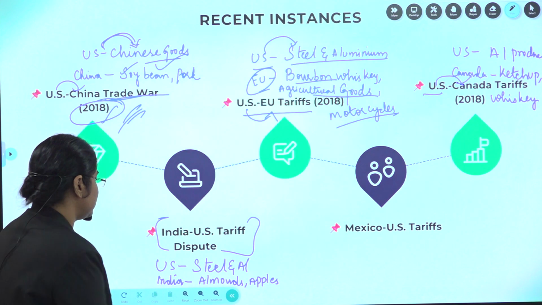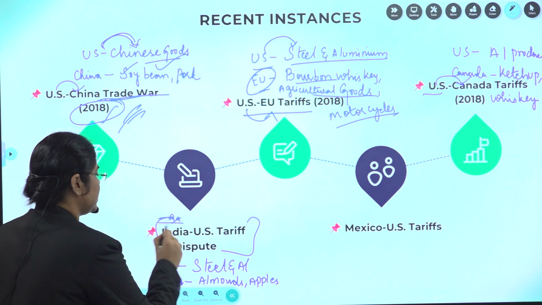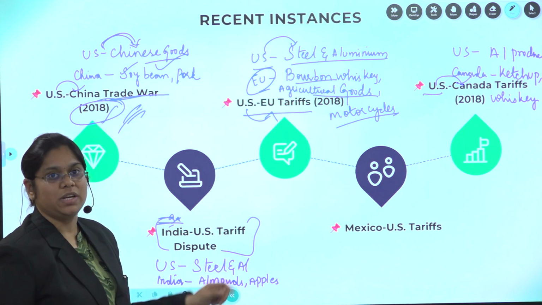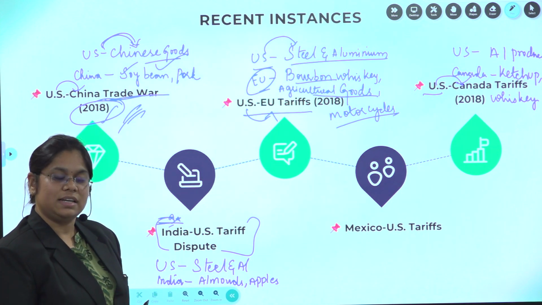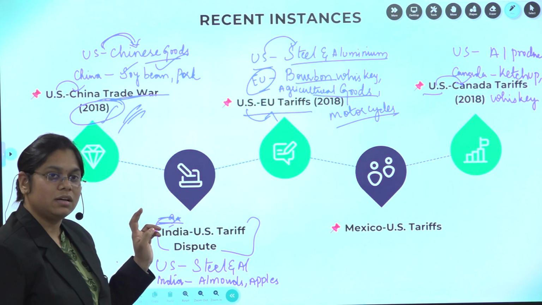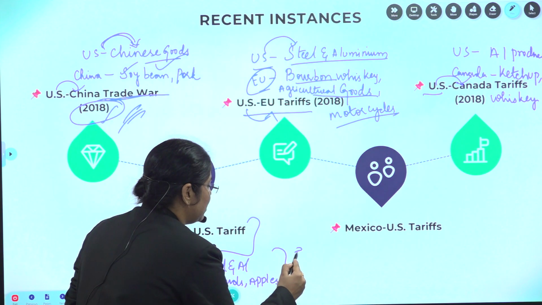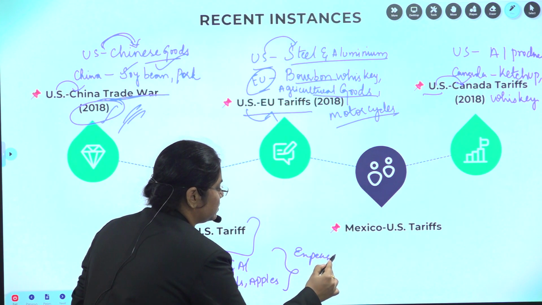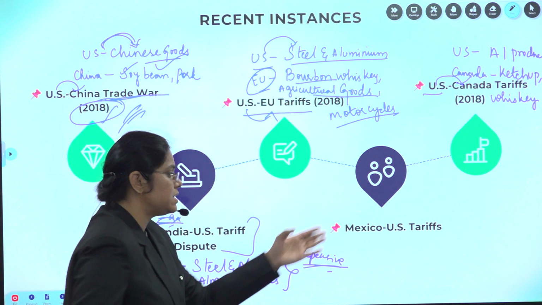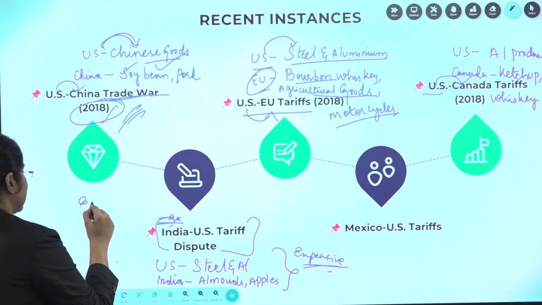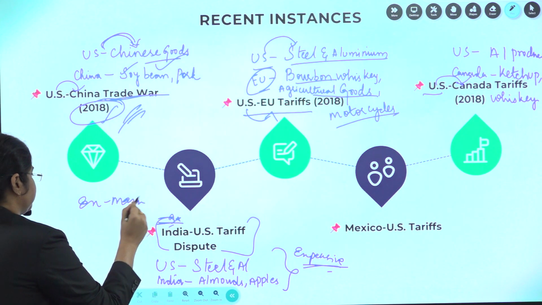Basically, this is important for us. You can write this as our example. The US imposed tariffs on steel and aluminium products. In return, what did India do? It imposed tariffs on almonds and apples. So what happens? They both became expensive in the market. Right? And also Mexico-US tariffs along the same lines. Okay. Remember this. You can use these examples for mains.